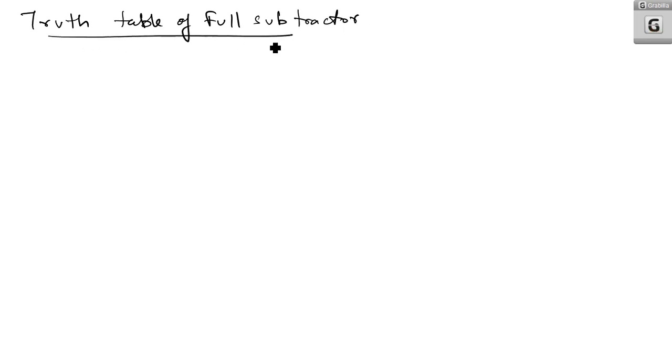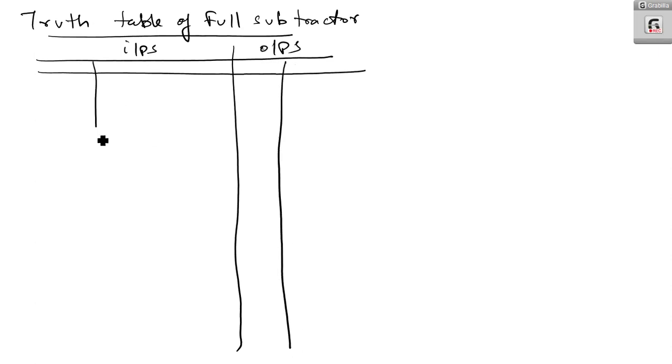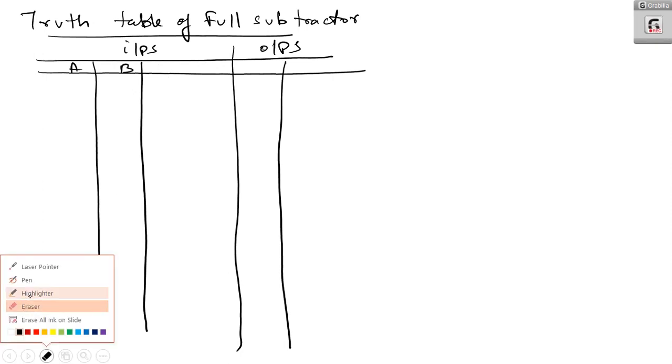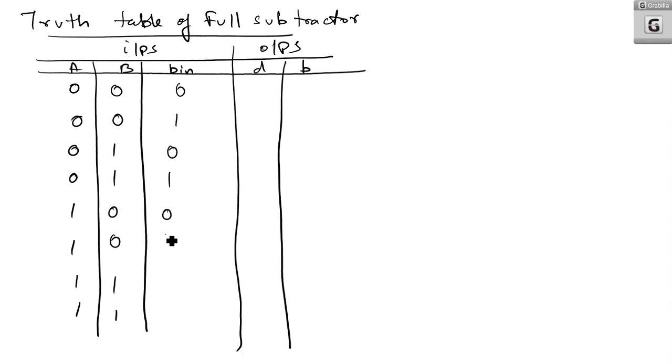Now let me draw the truth table and derive the minterm and maxterm expressions of the full subtractor. Truth table of the full subtractor: here we have 3 inputs, A, B and B in, and the outputs are difference and borrow. The input combinations run 0, 0, 0, 0, 1, 1, 1, 1; 0, 0, 1, 1, 0, 0, 1, 1; and 0, 1, 0, 1, 0, 1, 0, 1.